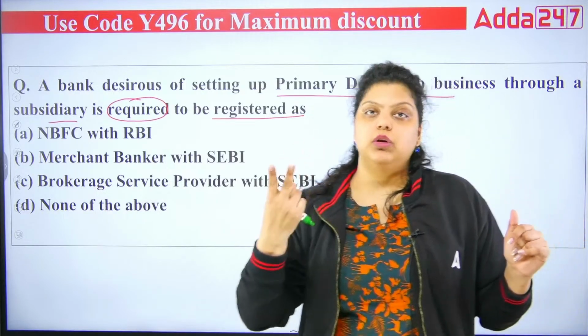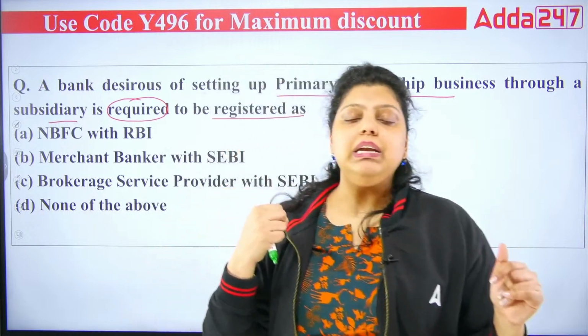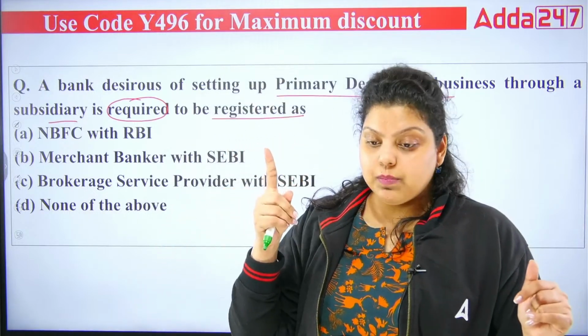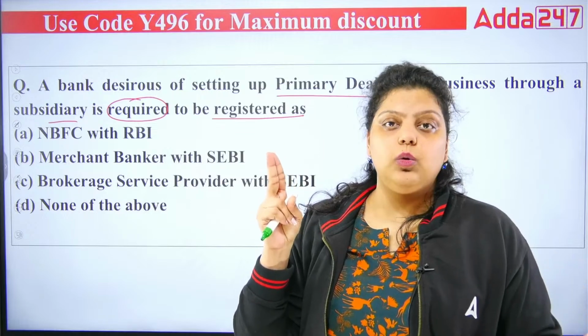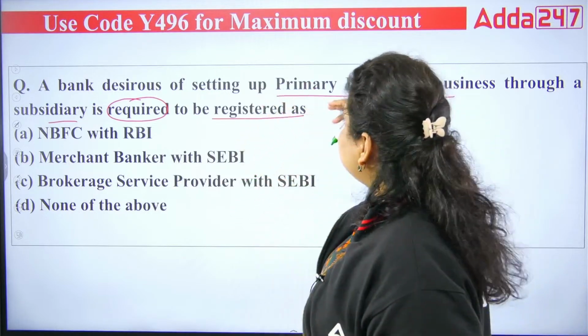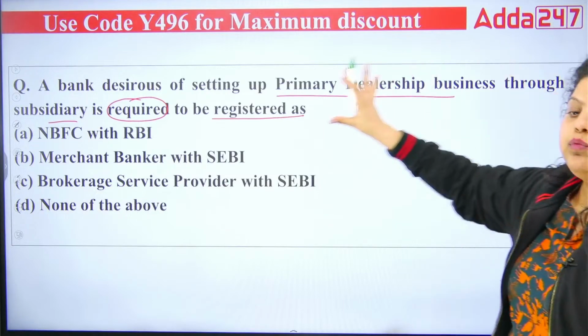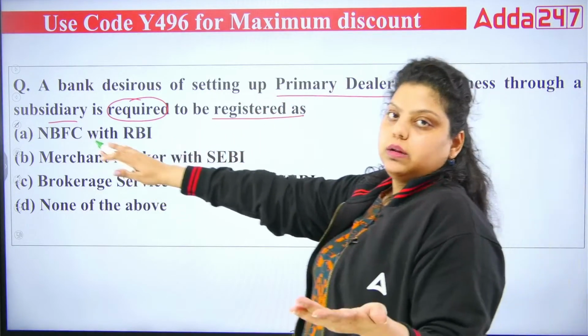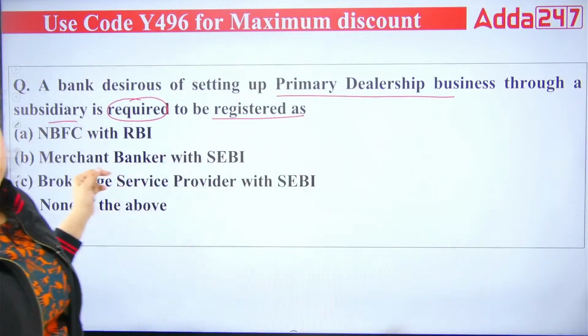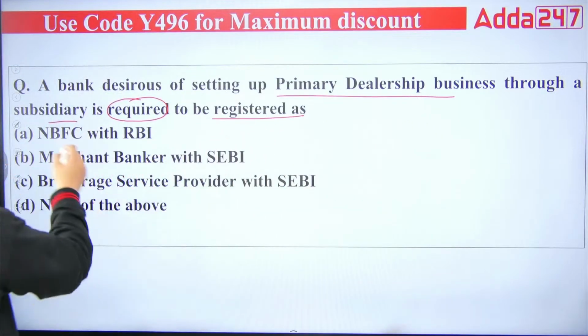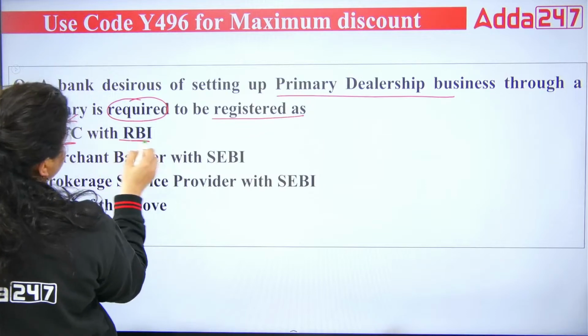There are two types of primary dealership businesses. One is bank primary dealers and the second is standalone primary dealers. So when the bank wants to start the primary dealership business in the form of a subsidiary, it requires to be registered as what? It requires to be registered as an NBFC with RBI.